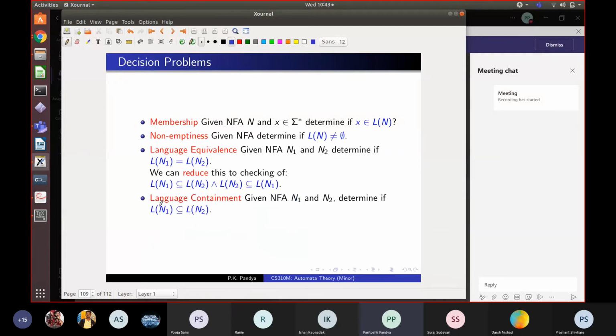So compared to language equivalence, there is a more basic operation called language containment or language inclusion, where given two NFAs N1 and N2, of course over the same alphabet, we are checking whether the language of N1 is a subset of the language of N2. That is, every word accepted by N1 is accepted by N2. These are the kind of operations that you want to do on large automata, and if you can do this, a lot of problems in real life can be solved.